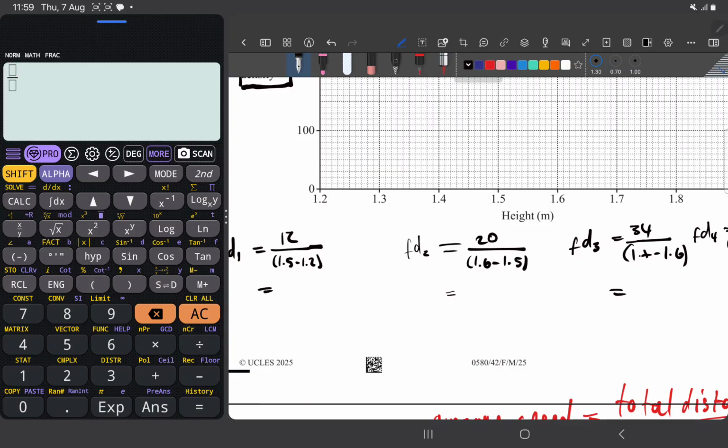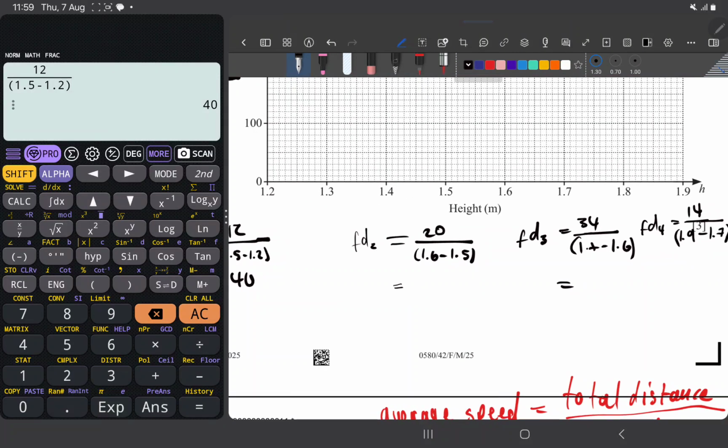We can easily make fractions with our nice calculators. You remember? Everyone has this calculator now. I hope you do. This is going to be 12 over, in brackets, 1.5 minus 1.2. What are you going to get? 40. So the first frequency density is 40. For the other one, it's going to be 20 over, in the bottom, 1.6 minus 1.5. And you're going to get 200.